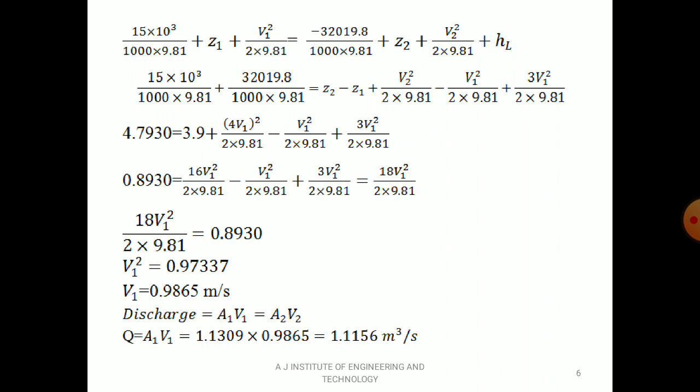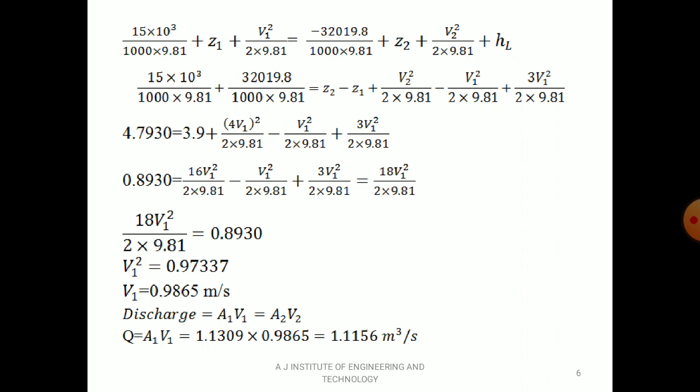So V1 square equal to 0.8930 into 2 into 9.81 divided by 18. So its value is 0.97337. So V1 square equal to 0.97337, or taking square root, V1 equal to 0.9865 meter per second. That's the velocity at section 1. Therefore, we can calculate the discharge.